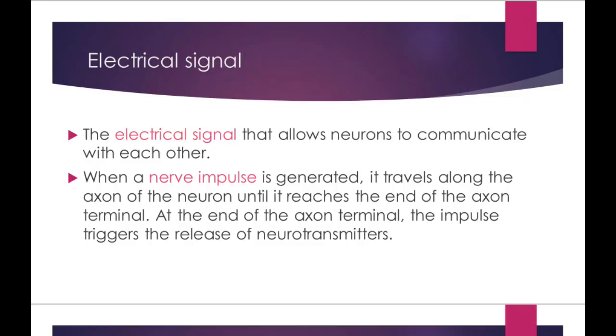The electrical signal that allows neurons to communicate with each other. When a nerve impulse is generated, it travels along the axon of the neuron until it reaches the end of the axon terminal. At the end of the axon terminal, the impulse triggers the release of neurotransmitters.